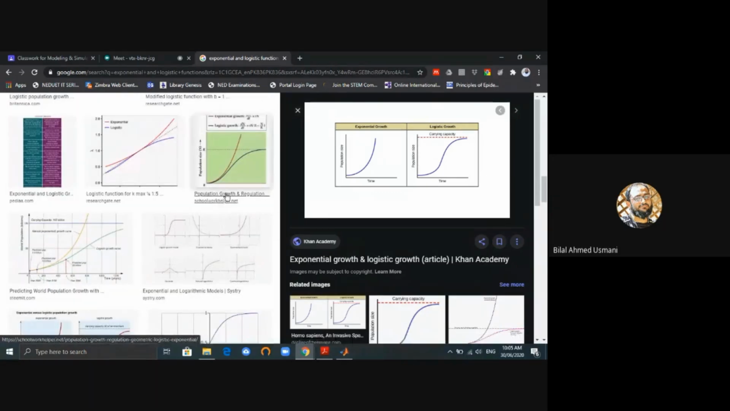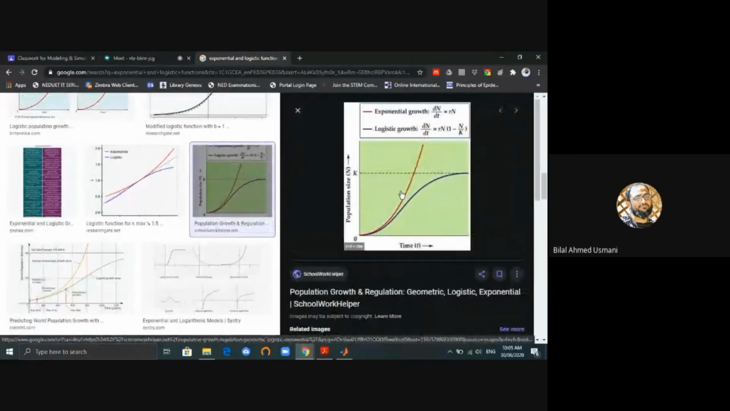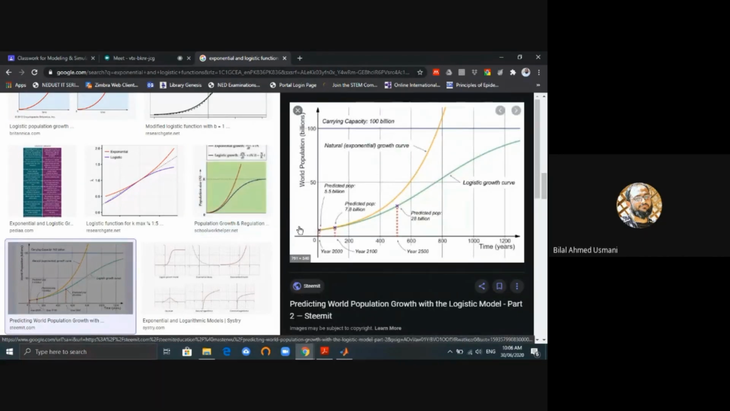This is once again population growth and the logistic function. This shows exponential growth where the rate of change is directly proportional to the population, and this shows the logistic growth where k represents the carrying capacity. A system cannot sustain more than that population, otherwise they will start to die. This is world population, I think, predicted. The carrying capacity of the world is assumed to be 100 billion. We cannot have more than 100 billion people.